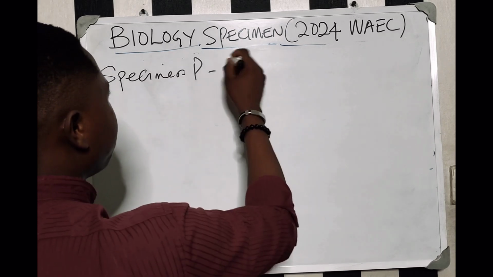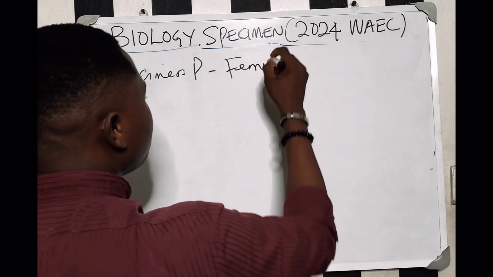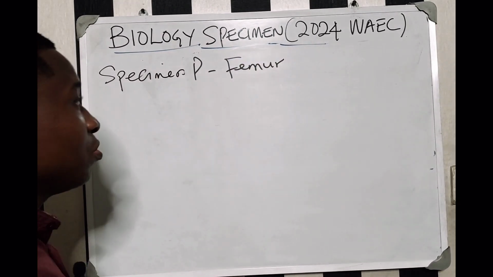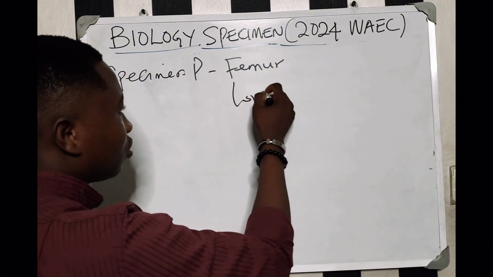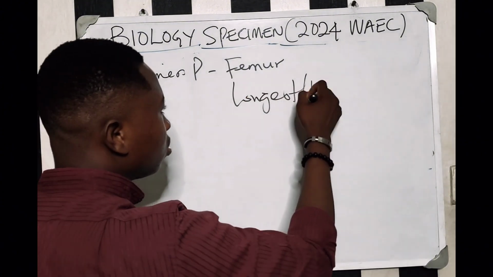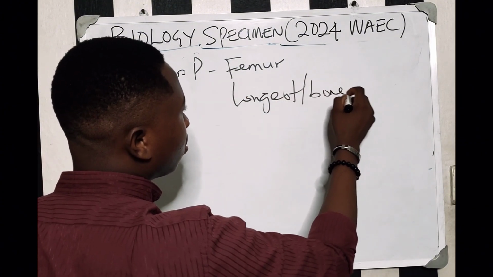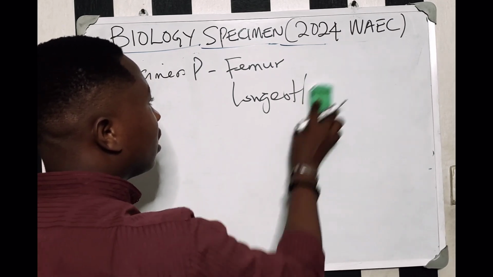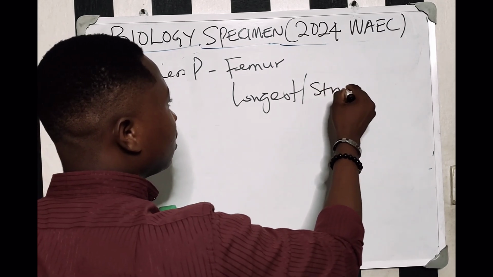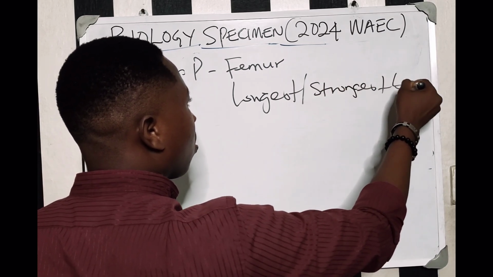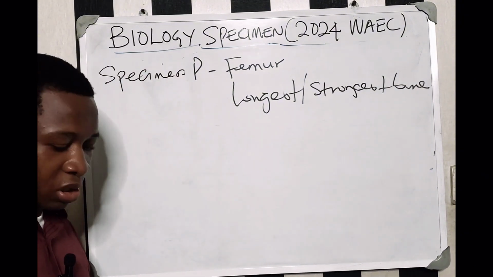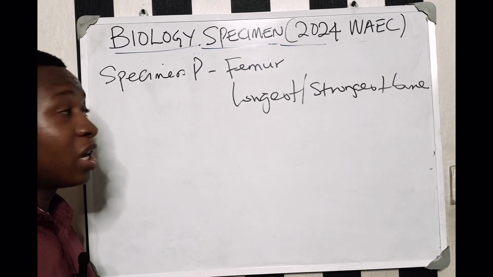Specimen P is known as the femur. Obviously, we know that the femur is the longest and strongest bone in the body. The longest and strongest bone in the body.